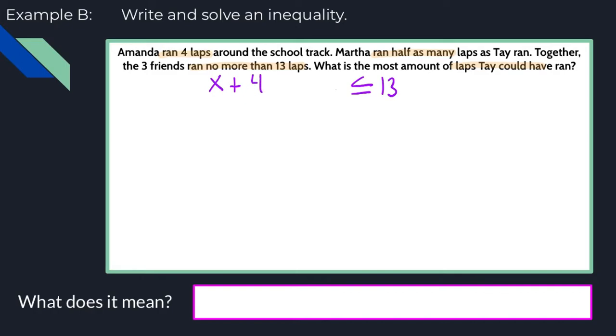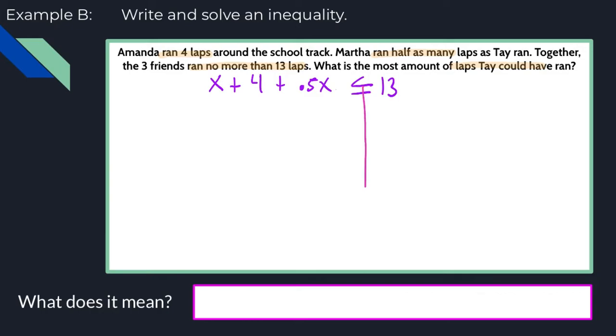And then it says that Martha ran half as many laps as Tay ran. Now we can write this in many ways. We can write 1/2 times x. We can write 0.5 times x. We can put x over 2, whichever works for us. I'm going to put 0.5x. I think it's a little easier to work with decimals, but you could use fractions in this case. Either one is correct. Now we need to solve our inequality.